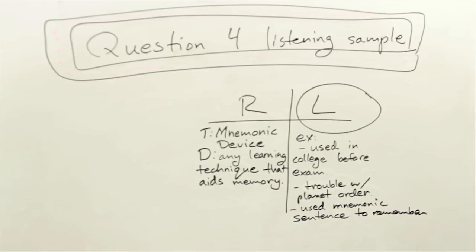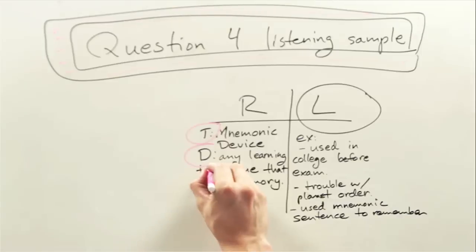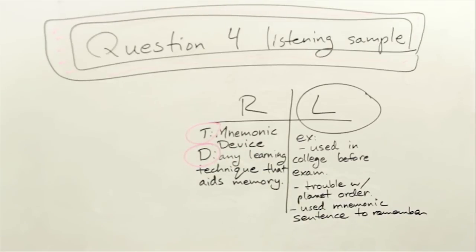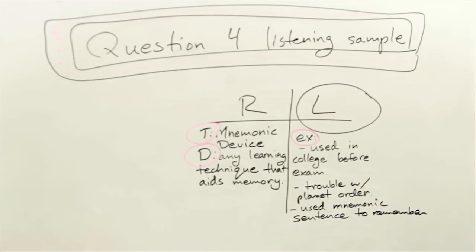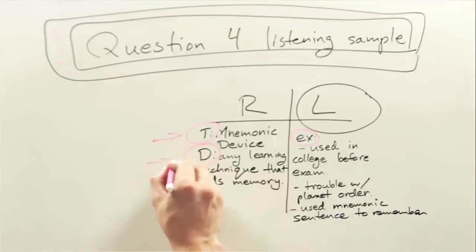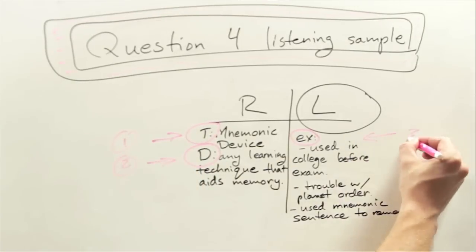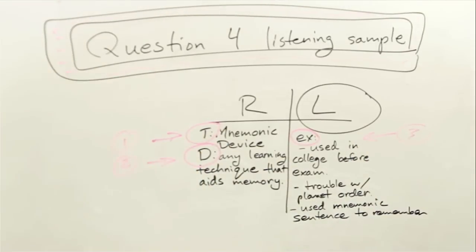So, now we have our T, or topic, mnemonic devices. We have our definition, written down verbatim, which means word for word, from the passage. And we have our specific example. Here, it's a professor talking about planets and some class that he took in college. Our answer will simply be reading our notes from left to right. Topic, definition, supporting example. Let's listen to a sample answer.